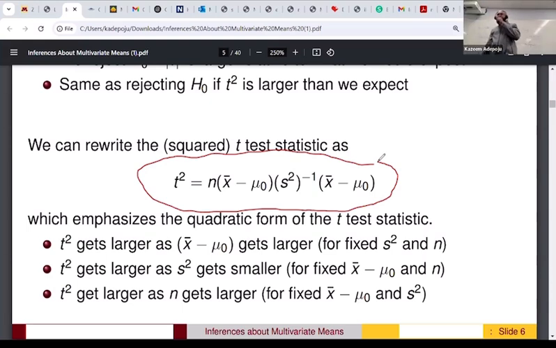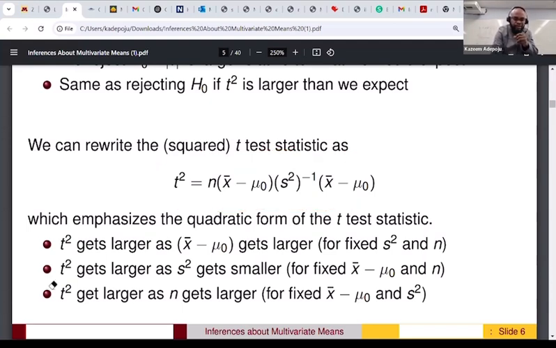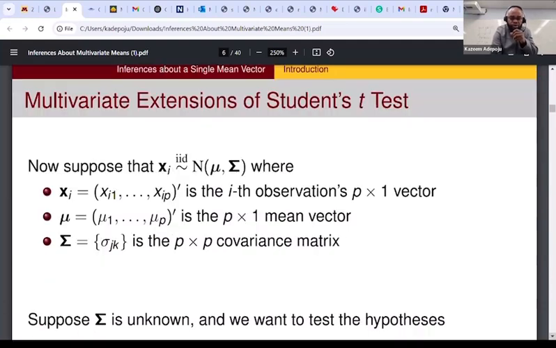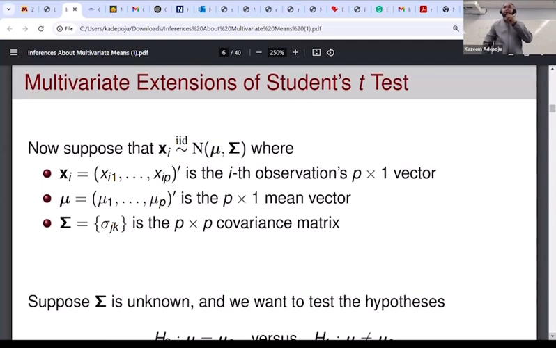Why am I interested in t squared getting larger? I'm interested because when t squared gets larger is when the null hypothesis can be rejected. Does that make sense? Okay, now based on where we are, we've been able to write a t squared.